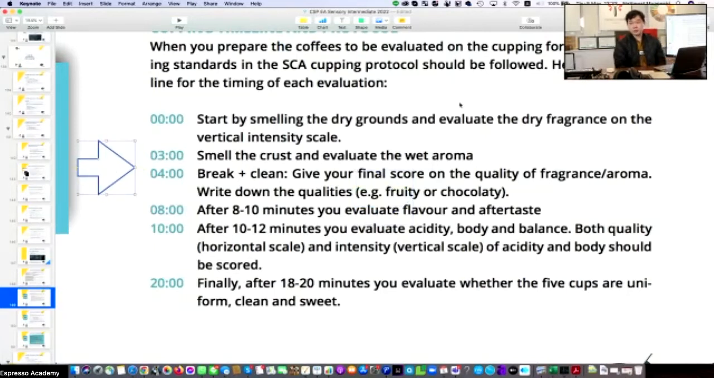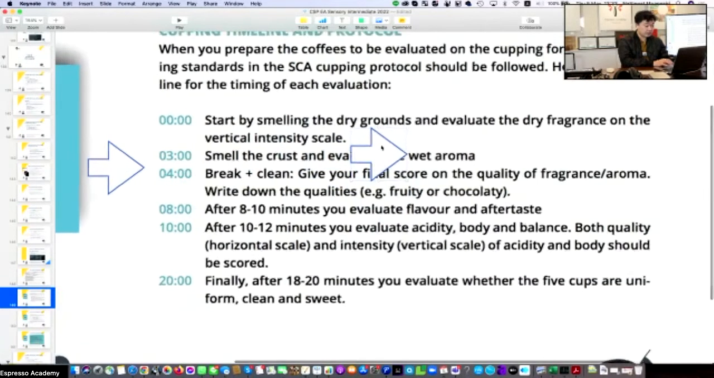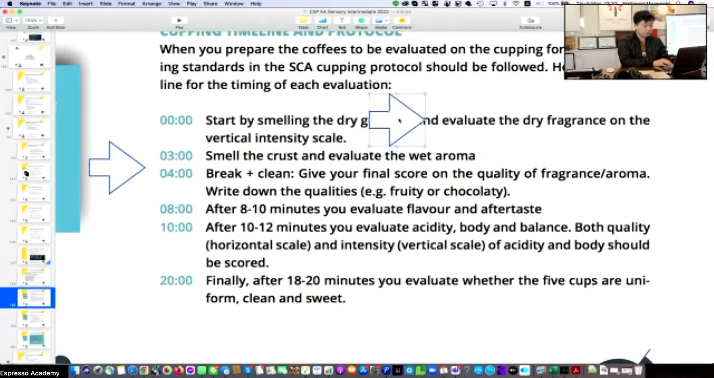Say 3 to 4 minutes. Why? Because sometimes you evaluate the aroma too early or too late. They want you to evaluate the aroma at 3 to 4 minutes. As you can see, smell the aroma and evaluate the wet aroma, right there. Okay, evaluate the wet aroma. Yeah, wet aroma. And then again, break and clean, and final score on the fragrance and aroma.